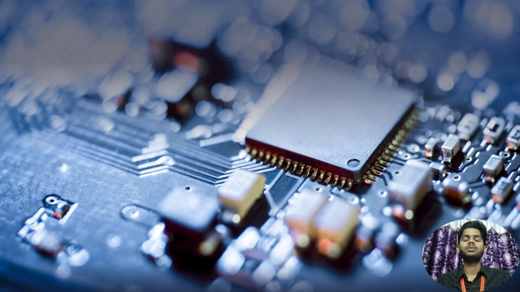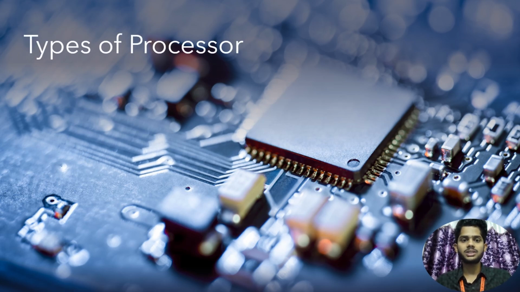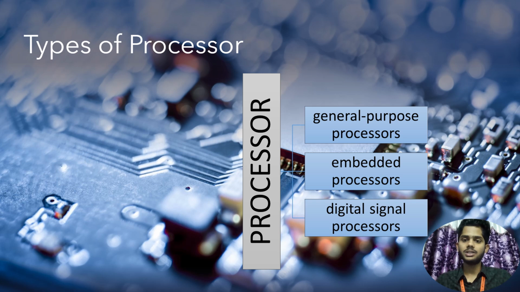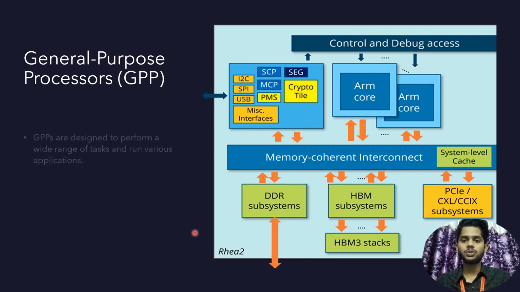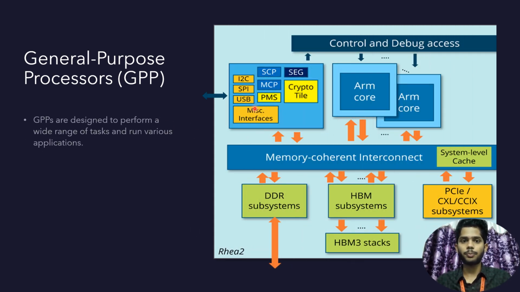So now we will see the types of processors. First is general purpose processors, then embedded processors, and then digital signal processors. So mainly processors are of three types: general purpose processors, embedded processors, and finally digital signal processors. Now we will see each type of processor deeply. First is general purpose processors. Here you can see a picture of a general purpose processor.